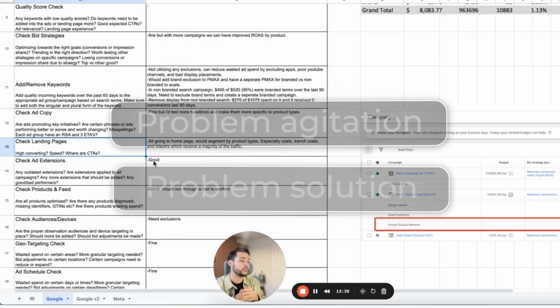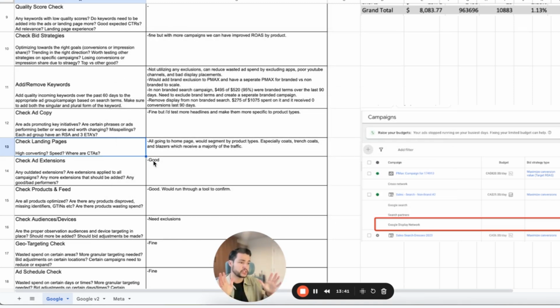Most of the time, I'll see people sending traffic to the homepage, which is good. That should be one of your best selling pages. But in addition to that, you've got your collections page, you've got your PDPs, right? I don't see enough testing. So let's figure out what actually works best for a given campaign, ad group, or ad, right?